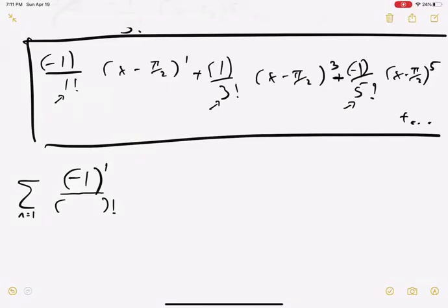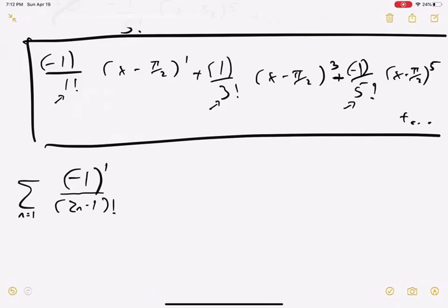How about this? If I wrote 2n, that would always give me an even number, right? And then I could do minus 1. Okay, that should be an odd number. So let's see, when I plug in n equals 1, I get 2 times 1 minus 1.